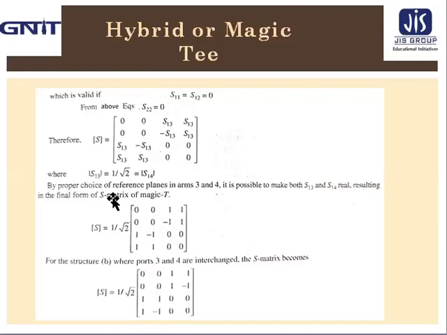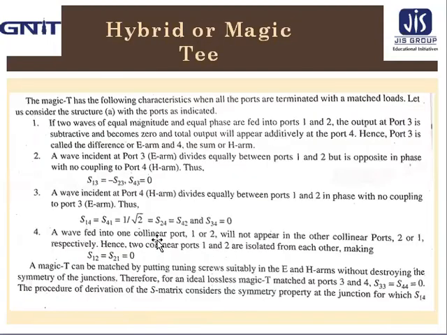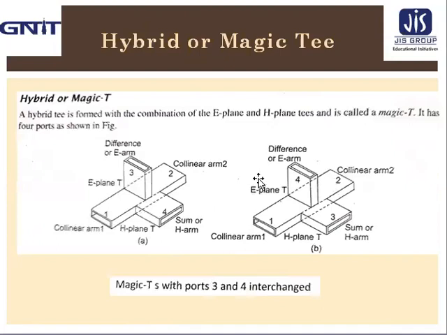and by proper choice of reference planes in arms 3 and 4, it is possible to make S13 and S14 real, resulting in the final form of the S matrix of the magic T, that is equal to 1 by root 2 times 0 0 1 1, 0 0 minus 1 1, 1 minus 1 0 0, 1 1 0 0.